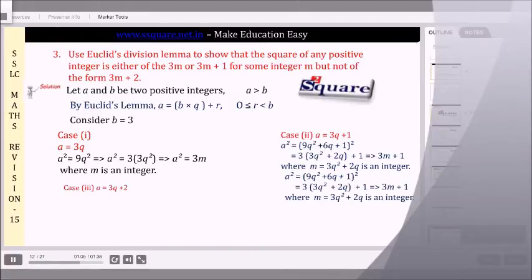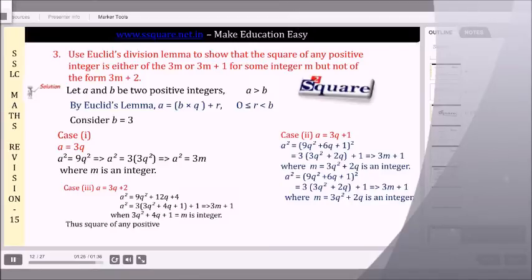Next, case 3. A is equal to 3Q plus 2. So A square is equal to 9Q square plus 12Q plus 4. So A square is equal to 3 into 3Q square plus 4Q plus 1. So 3Q square plus 4Q plus 1, so M is an integer. So the square of any positive integer is of the form 3m, 3m plus 1 and not 3m plus 2.